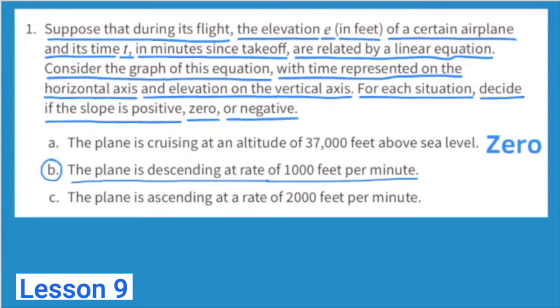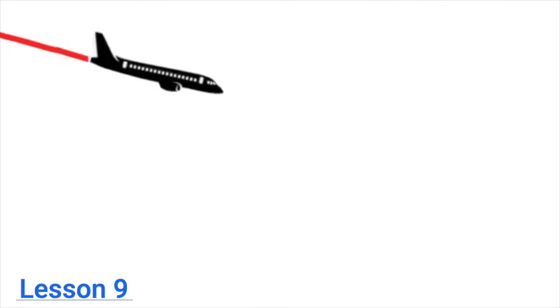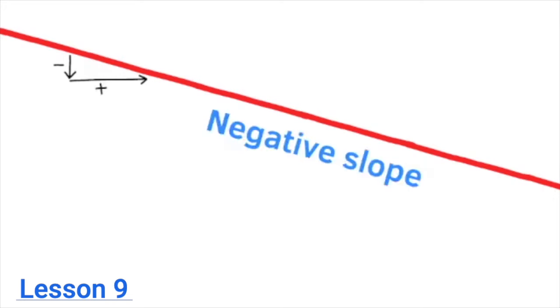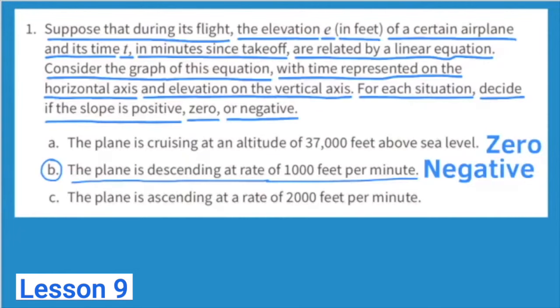B. The plane is descending at a rate of 1,000 feet per minute. The rise goes down along the y-axis and to the right along the x-axis. This means that the rise is negative and the run is positive. This means it has a negative slope. The slope is negative.